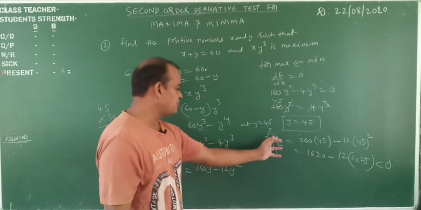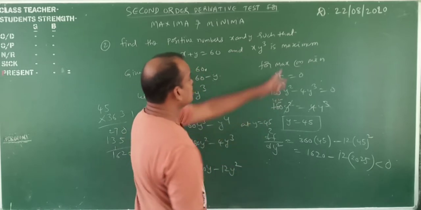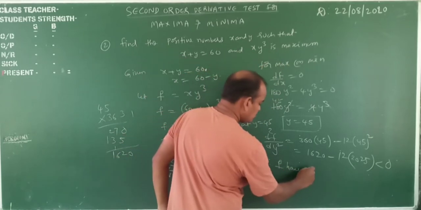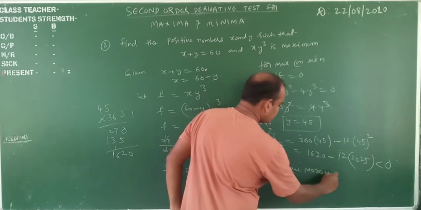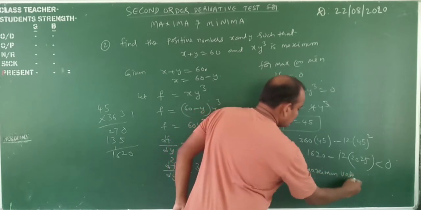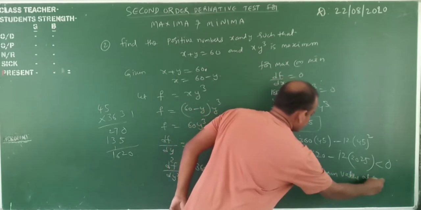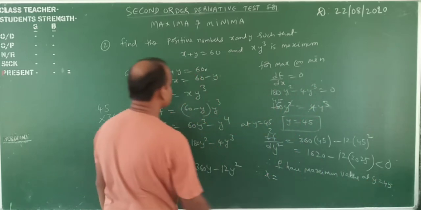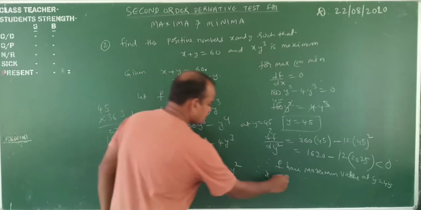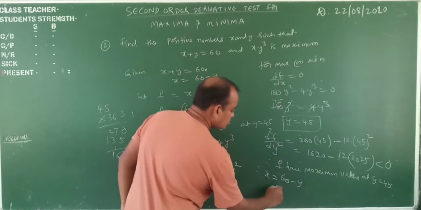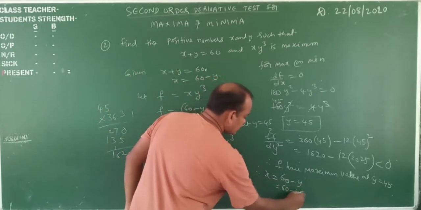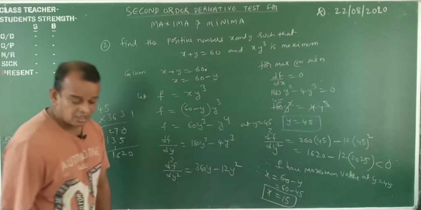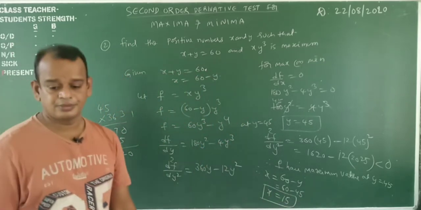What is maximum? F is maximum, therefore x y cube is maximum at y is equal to 45. Now we will find the x value. Therefore x is equal to 60 minus y, that is 60 minus 45, that equals 15. X is equal to 15. In this way we will do the problems.